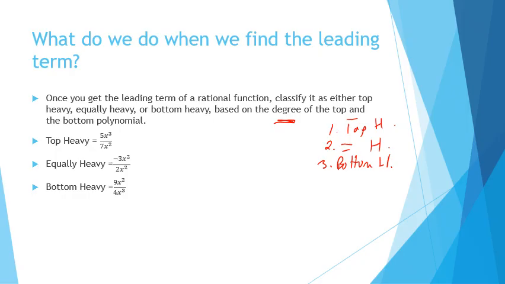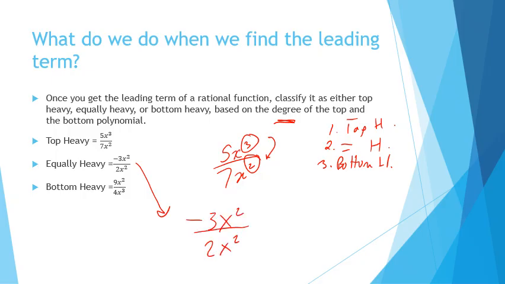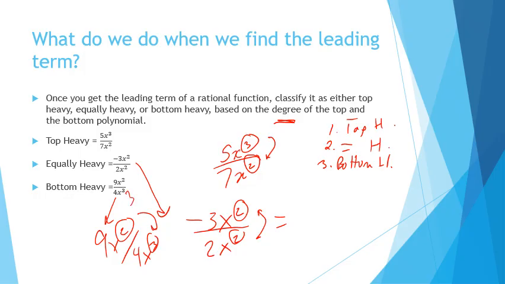For example, for a top-heavy function, if you have 5x cubed over 7x squared as your two leading terms, this will be top-heavy because the degree is bigger in the top than in the bottom. An example of an equally heavy function could be if you have those as your leading terms, they're equally heavy because the degree in the top and the bottom are equal. And likewise, a bottom-heavy function is where the degree in the bottom is bigger than the top.